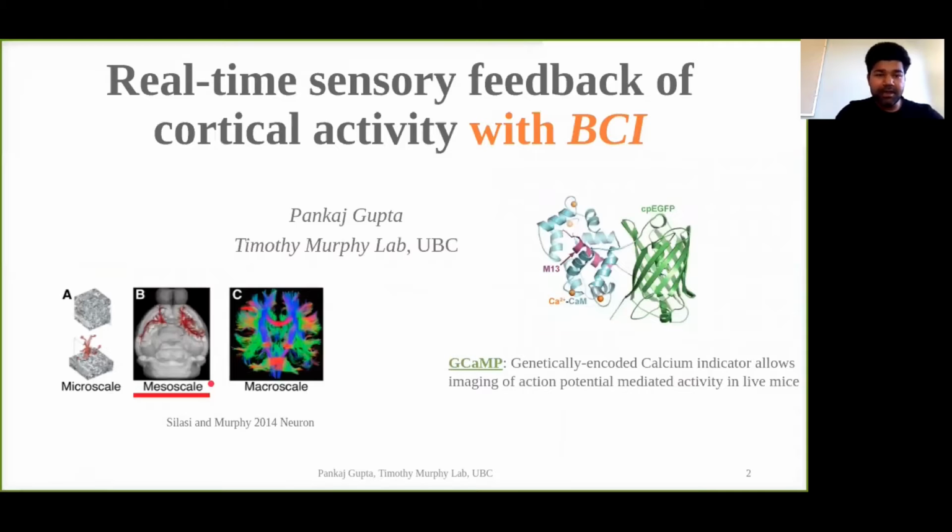So this is my current work at Dr. Murphy's lab. My name is Pankaj, and I'm going to talk about real-time sensory feedback of cortical activity with a BCI. We are employing transgenic mice expressing GCaMP indicator cortex-wide. We are imaging the whole dorsal cortex at a mesoscale level.